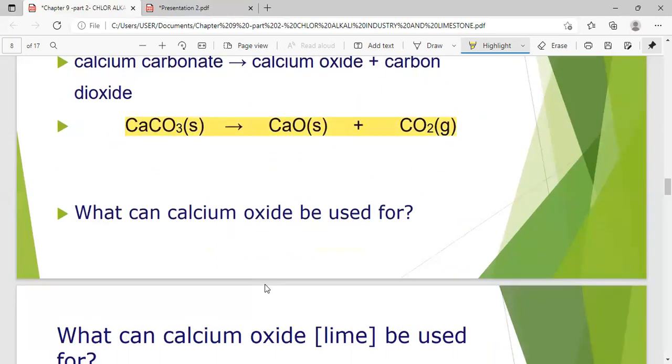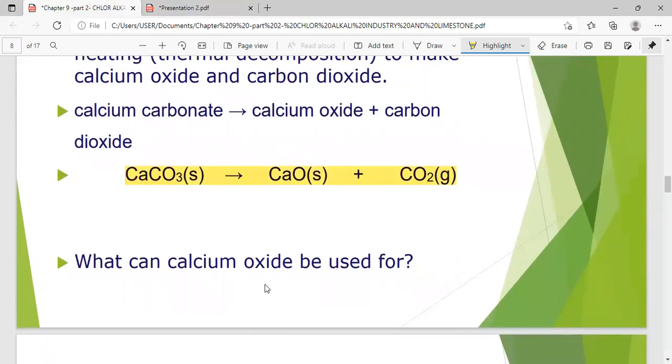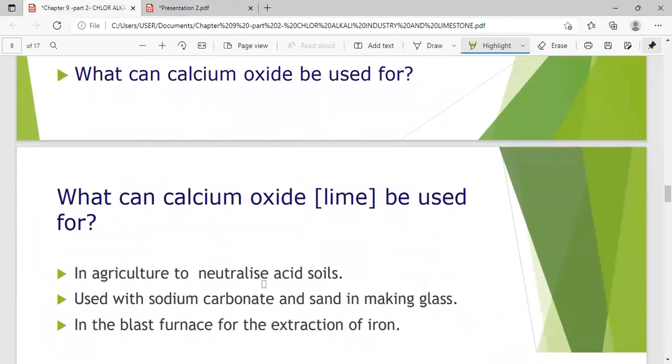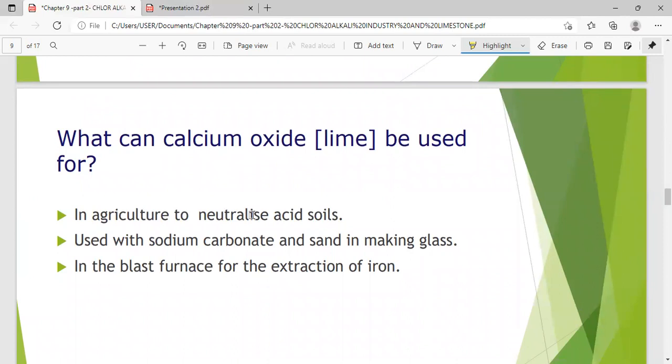Now, what can calcium oxide be used for? Who can tell me? Calcium oxide is a basic oxide. What can it be used for? Let's see. In agriculture, to neutralize acid soils. Just now I told you calcium oxide is a basic oxide. It's a metal oxide, so it can neutralize the acid in soil.